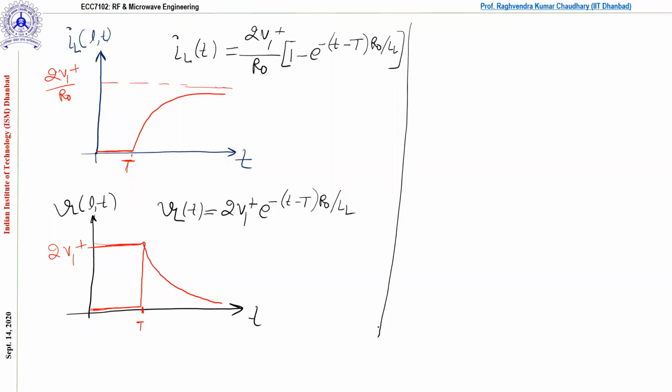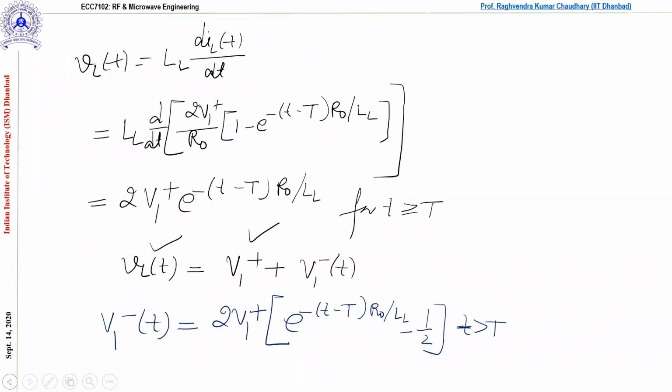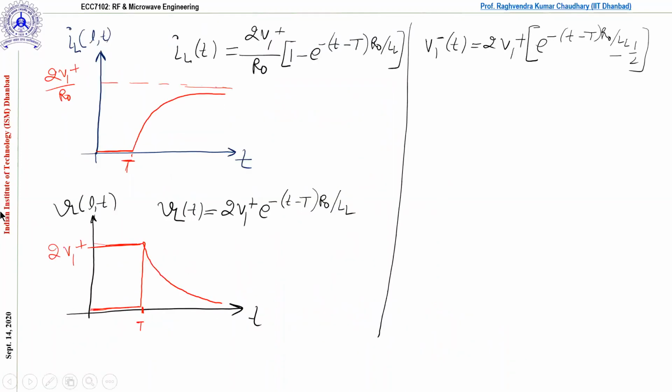V1 minus we have already seen. The expression for V1 minus as a function of time is equal to V1 plus e to the power minus (small t minus capital T) R0 by LL minus half. I have given these things. So now we can plot it. If you are good enough to visualize, you can definitely do a rough graph.